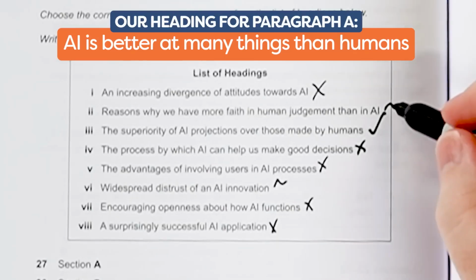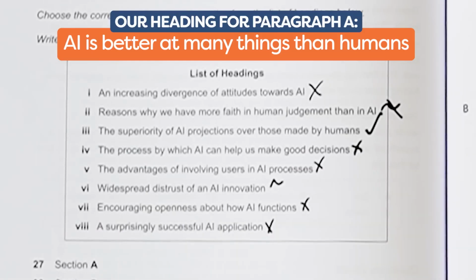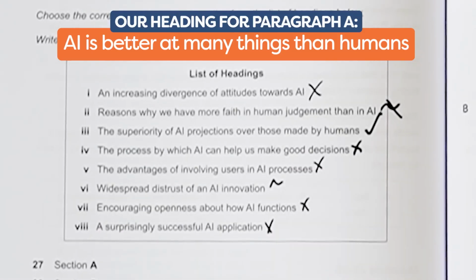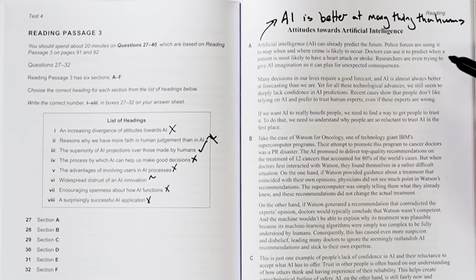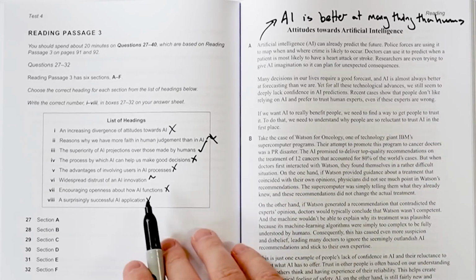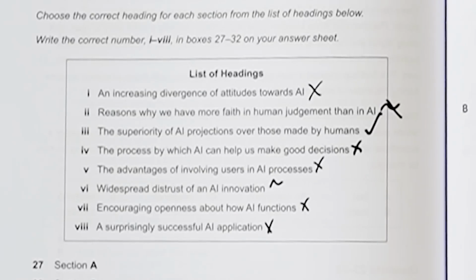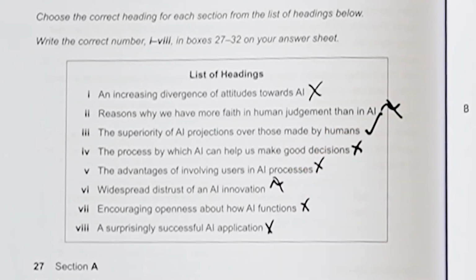So we can turn this into an X. Widespread distrust of an AI innovation. So the key word there is an AI innovation, a singular AI innovation. At the top here, they're talking about many different AI uses. So it's not talking about widespread distrust of one thing. So we can eliminate that. So we're pretty sure that it is 3, the superiority of AI projections.